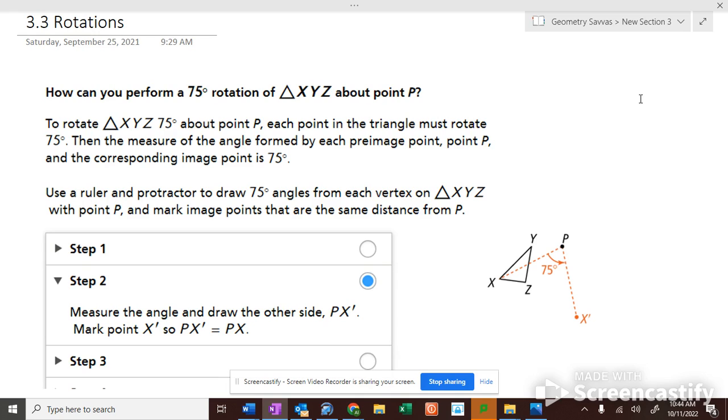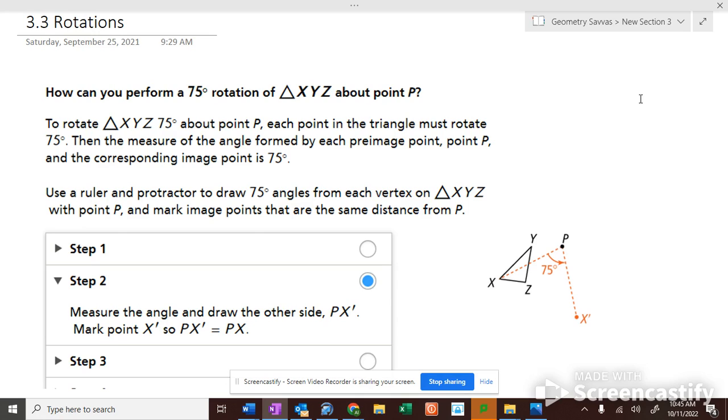Well, here's what's going on. We've got P right here. We've got XYZ right here. So we're going to rotate it 75 degrees. We have this line that we're going to rotate around. So P stays still, and the triangle rotates 75 degrees.